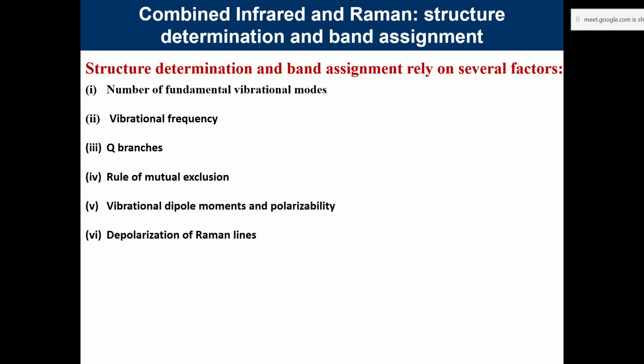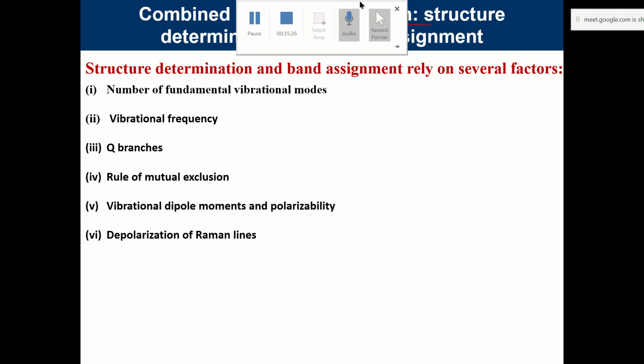So rotation, vibration, that you know. You also now know the Raman spectrum, vibrational Raman, which we have discussed. Based on this, if you are given infrared and Raman spectra, you can analyze and get to know the structure of the molecule. There are several factors on which it will depend, and you can assign the bands accordingly.